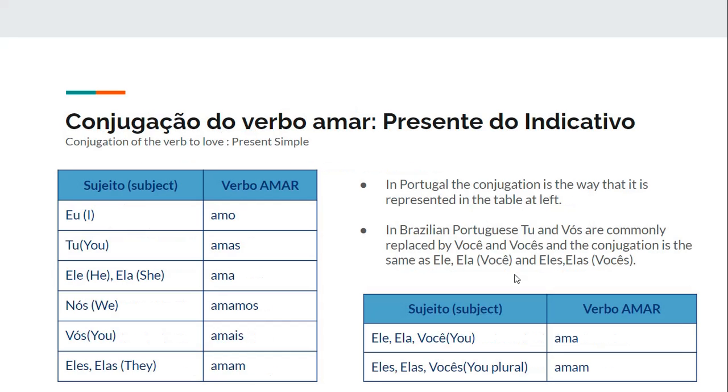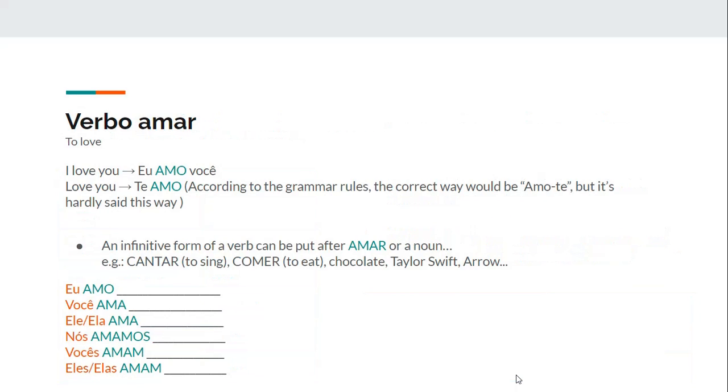Alright, so here I chose some verbs from this slide, and let's see more about them. So first we have the verb amar, so to love, and here is the conjugation of it. Eu amo, tu amas, ele, ela ama, nós amamos, vós amais, eles, elas amam. And here, remember, this is from Portuguese from Portugal, but in Brazil we would say você ama, vocês amam, você, you, vocês, you, in plural.